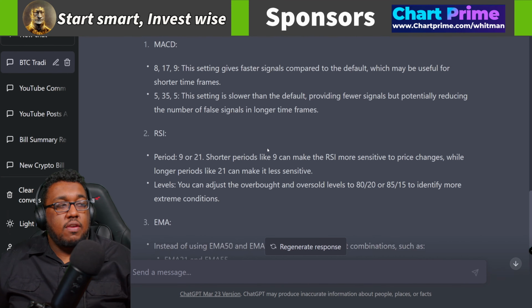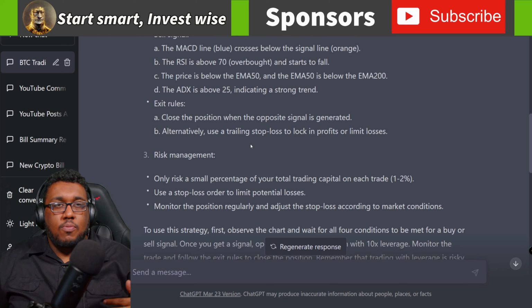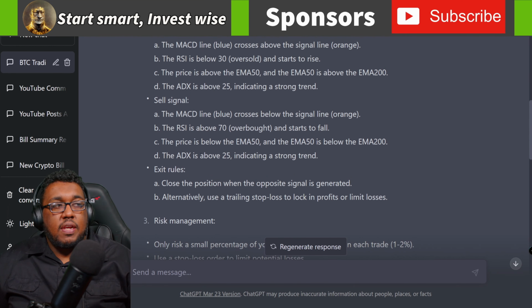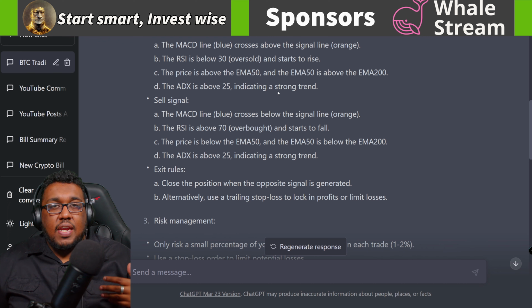And for the ADX right here, this one is more complicated. People don't use it as much, to be frank, but here it is. If the ADX is above 25, indicating a strong trend, that's what you guys are going to be looking for. There's not like a negative ADX or something like that. It's just showing the strength of the current trend.